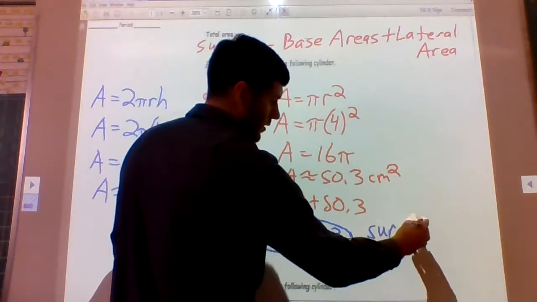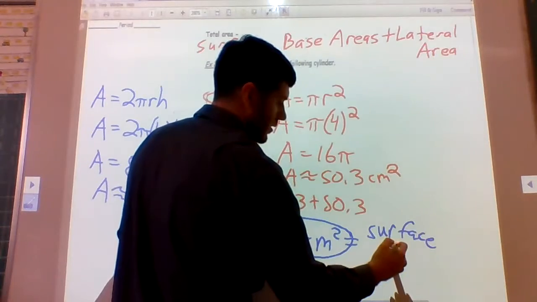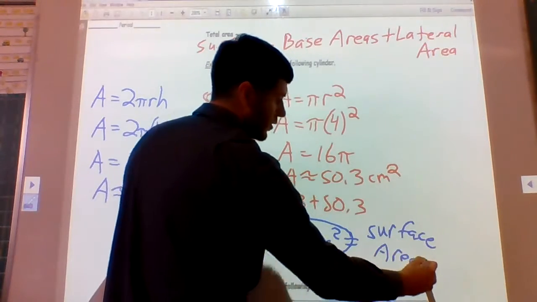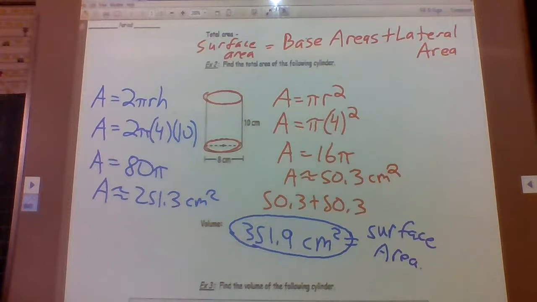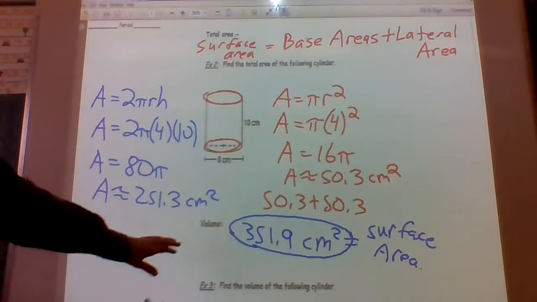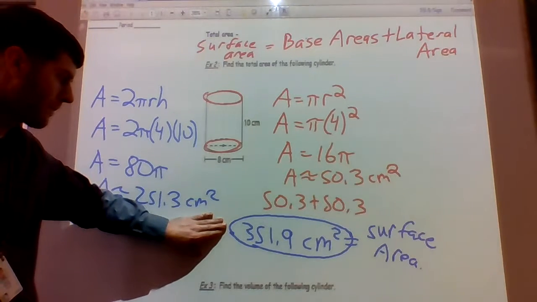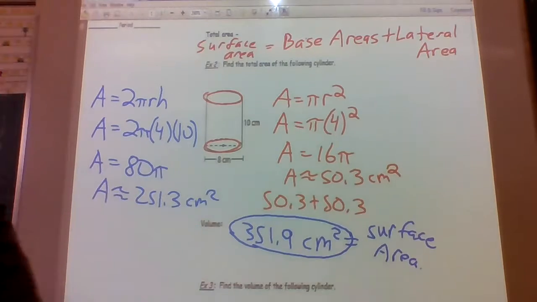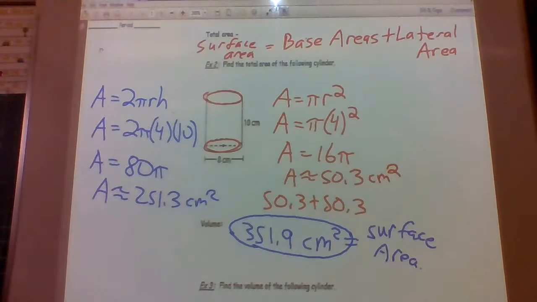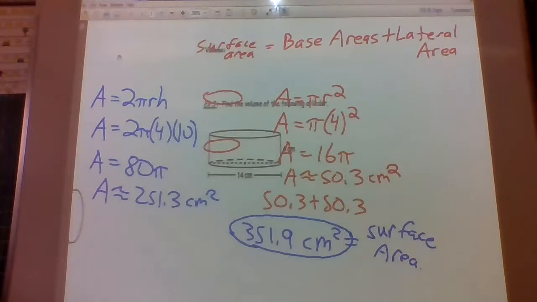Or better called the surface area, the area around the cylinder. So if you needed to wrap this as a gift, you would need about 351.9 square centimeters of wrapping paper. This isn't the volume question, this is surface area. So that's surface area. Now volume.